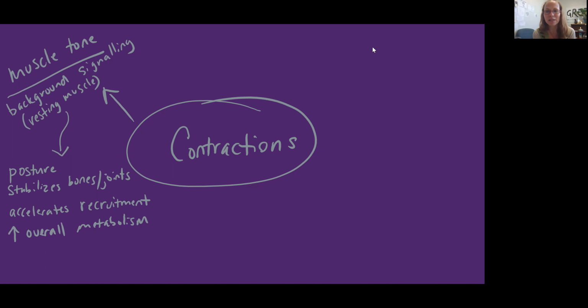It accelerates recruitment, meaning getting those muscle fibers involved in the muscle contraction, and it increases the overall metabolism of your body, of the cells.